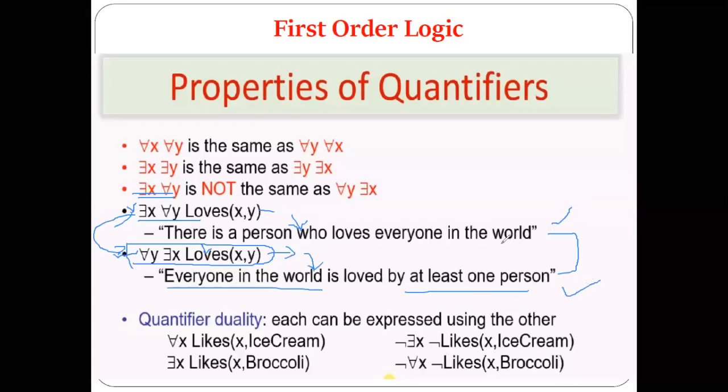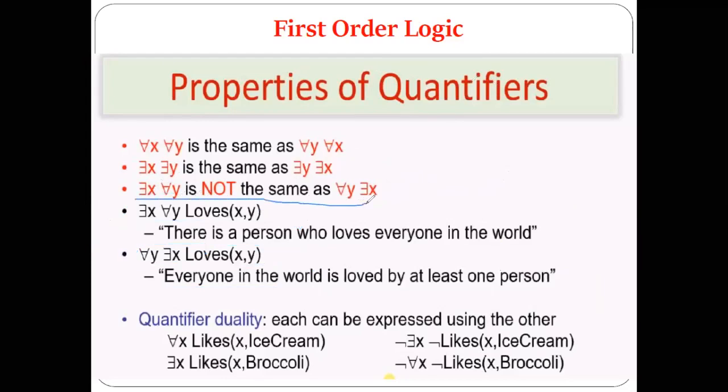Do these two sentences have the same meaning or different meaning? Different meaning. That is the reason. So here we have proved this property, correct? Got this property? Yes, sir. That is the reason we have written here that sum x all y is not the same as all y sum x. The proof or the example for this particular property is this example you can refer.